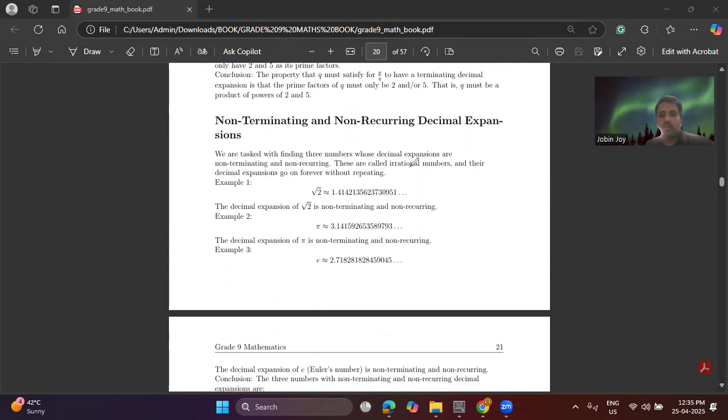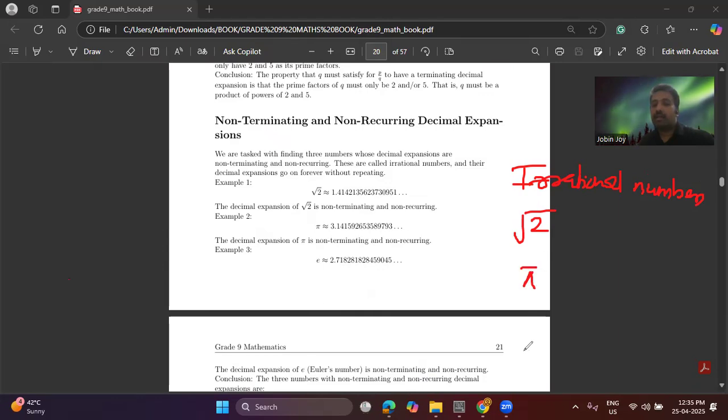Irrational numbers we already discussed. Root 2 is an irrational number. Pi is an irrational number. E is an irrational number. What is the value of root 2? 1.414, etc. I'm not writing the full number: 1.414213562373091, etc. So non-repeating, non-recurring.